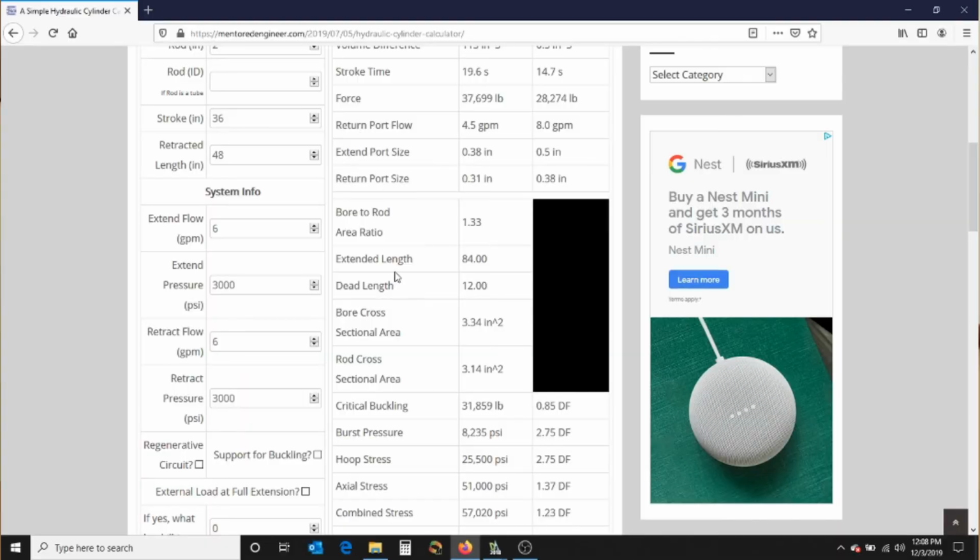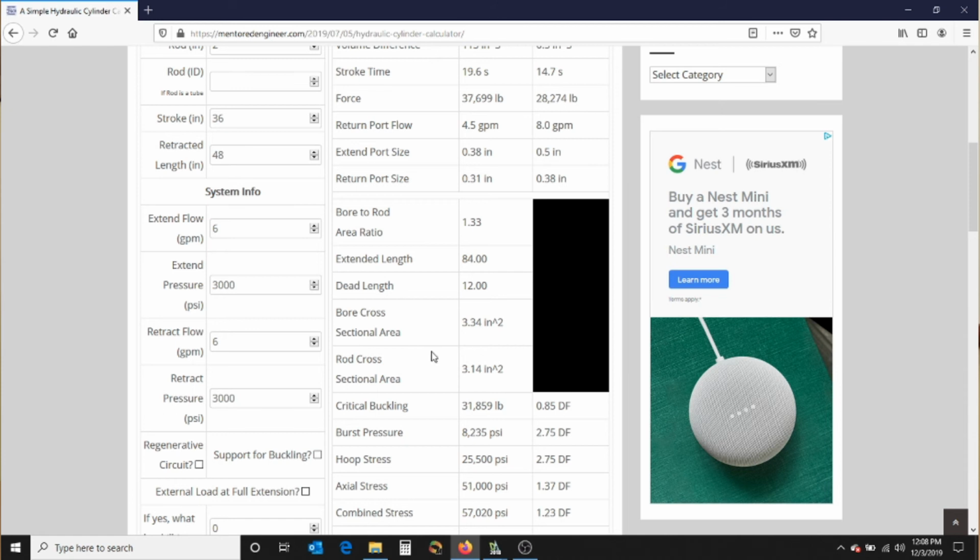Okay, so I kind of glanced over this earlier, and it's the area ratio between the two sides of the cylinder. So on one side I have the bore squared, and on the other side I have the bore squared minus the rod squared. All right, and we ratio those to each other and we get 1.33. It also calculates our extended length, the dead length of the cylinder, and that's basically the unusable length of the cylinder. So I have my rod ends on each side, and then I have a retracted length of 48 inches, and I have a stroke of 36. So the 48 minus the 36 is the dead length, and that would be 12 inches.